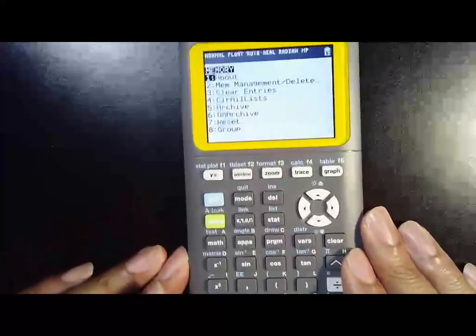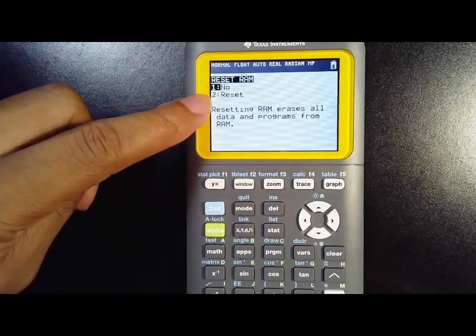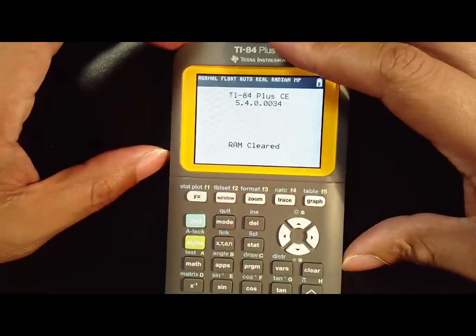And then, of course, it's going to walk you through a menu, but you can just remember it as 7, which is reset, 1, which is all RAM, and then 2, which is reset. So usually I just start out by hitting second, mem 7, 1, 2.